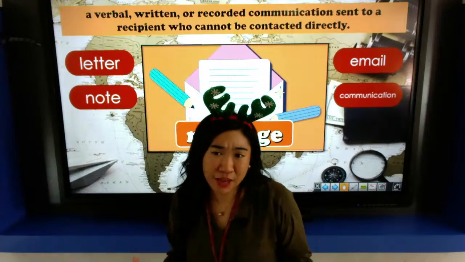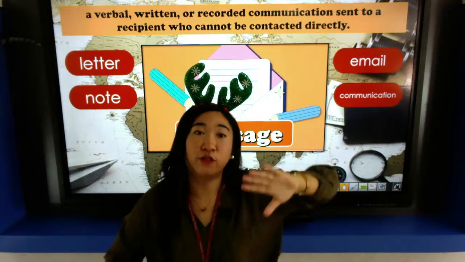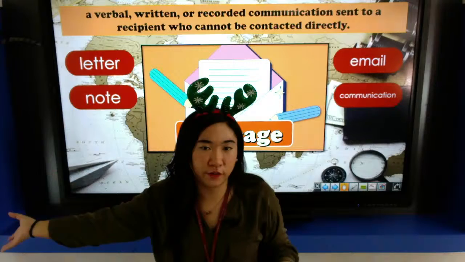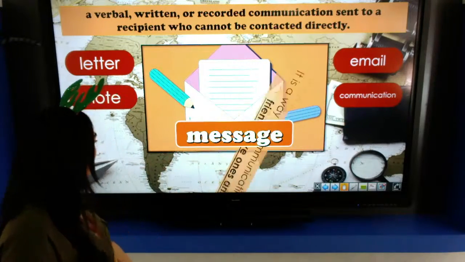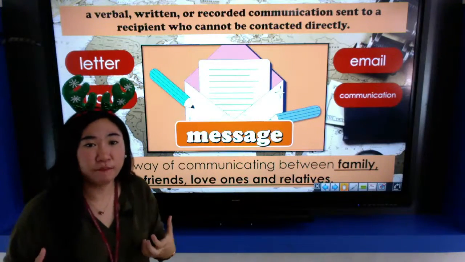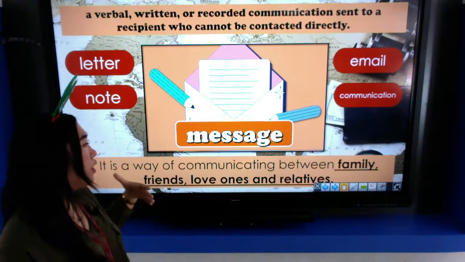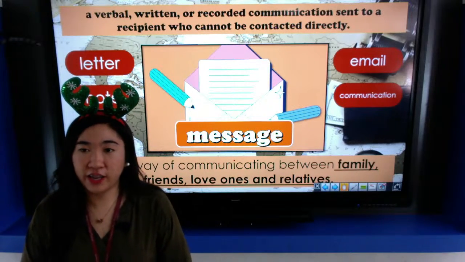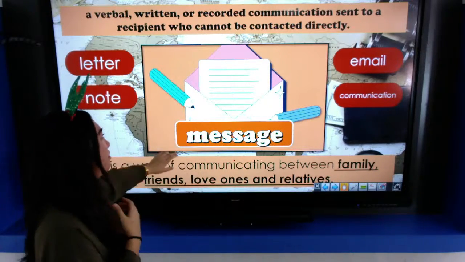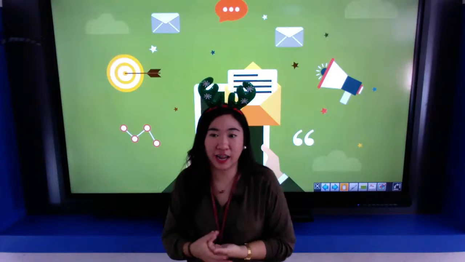Or you can send a message to your friends or someone you cannot talk to or someone who is far, someone who is living in other parts of the world. So that's why you want to give a message, okay? When we say message, it is a way of communication. It is a way to talk to other people or between families, friends, loved ones, or your relatives, okay? Understand? All right. So when sending a message, there are different platforms. There are different ways to send a message, right?